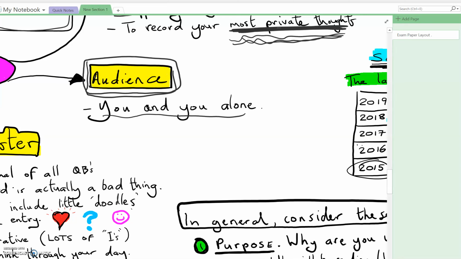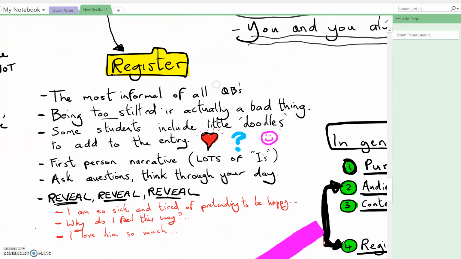Now that's good news in a way, because it's linked to this next bit, the register, the language. Because nobody else is going to read it, and because it's not for public consumption, it's the most informal of all the question Bs. You make up the rules to a certain extent. Of course, you still have to write in English and use as good grammar as you can. But being too stilted and grammatically correct is actually a bad thing in a diary entry. Because it just is not how people write diary entries.